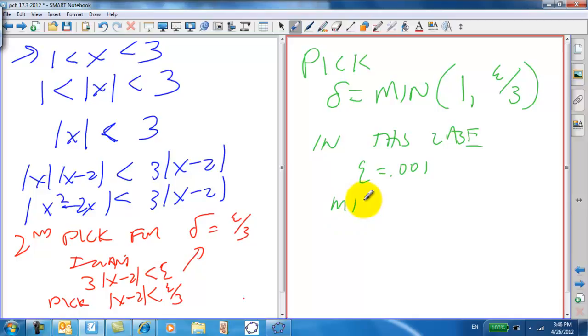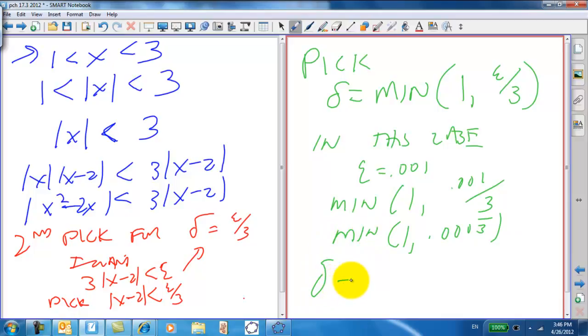So the minimum of 1 or 0.001 divided by 3, which is 0.0003 repeating. The minimum of those two is 0.0003 repeating. So that's where we pick our delta to be, and we will make sure we're within that much of epsilon.